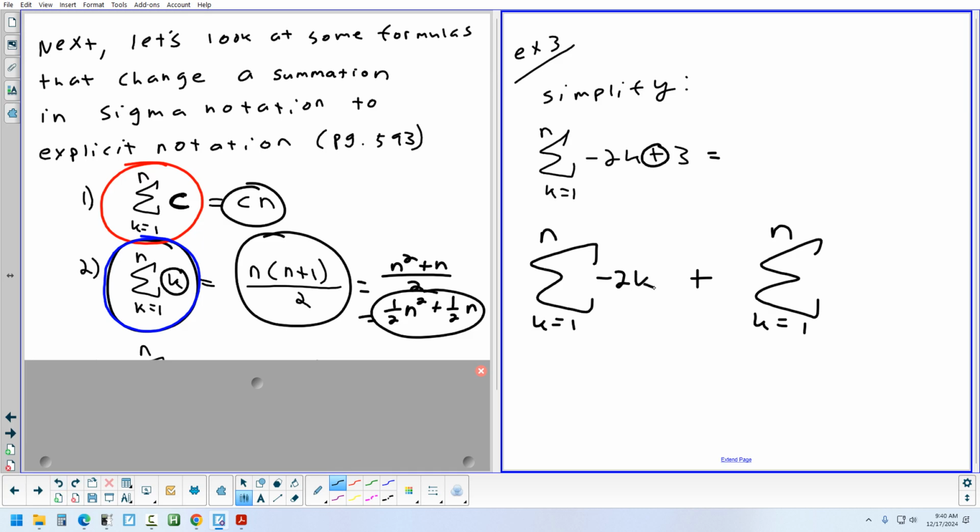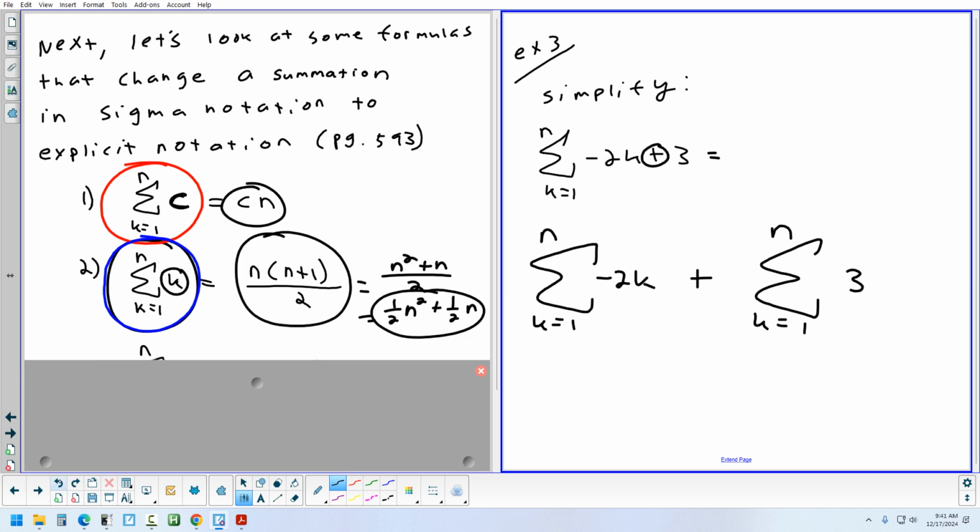And what's going to be the formula, or the thing that I put right there for my second sigma? Yep, positive 3. Now, which one of those sigmas looks exactly like one of these? The right one. This one right here is one of these two rules directly. Which rule is it? The first one.